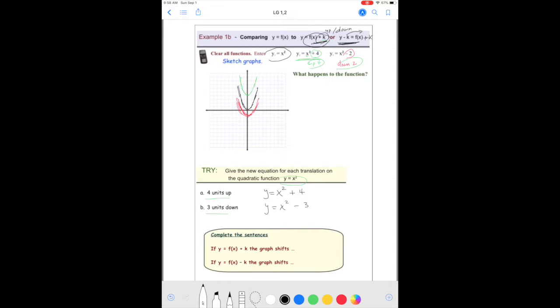All right, and now we have this to complete the sentence. If y equals f of x plus k, the graph is shifting upwards. If it's minus k, it's going downwards. All right.